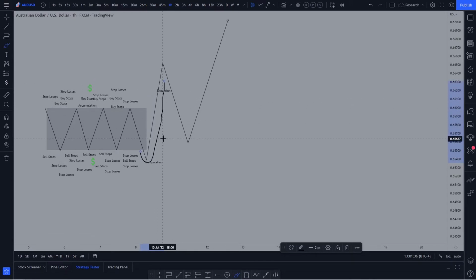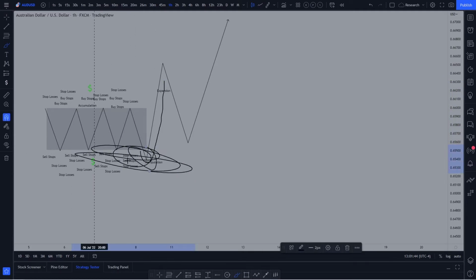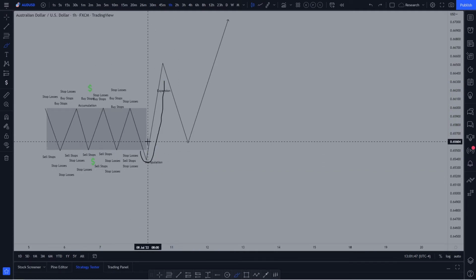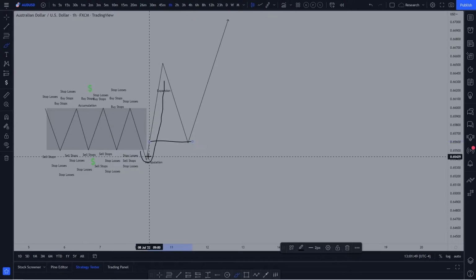Why does this matter, right? After this happens, you have to understand that institutions are selling. They had to sell to manipulate price. They had to move price all the way down here. Now, after they do that, they're going to leave an order block, also known as an institutional order block. This is just another form of supply and demand. They're both the same concept. I just like to think that order blocks are more precise levels, right?